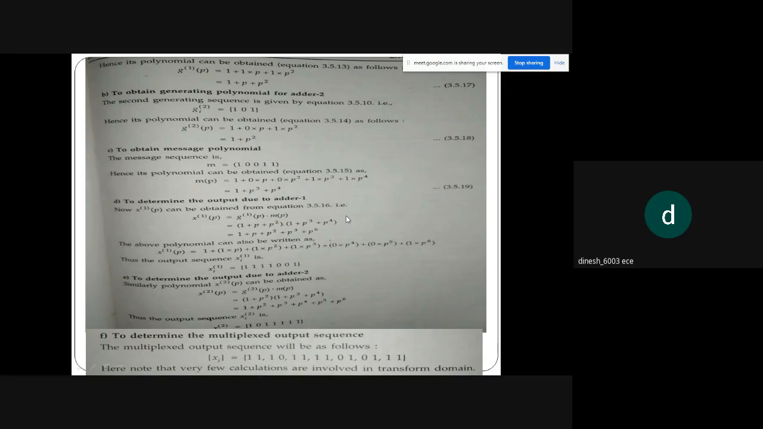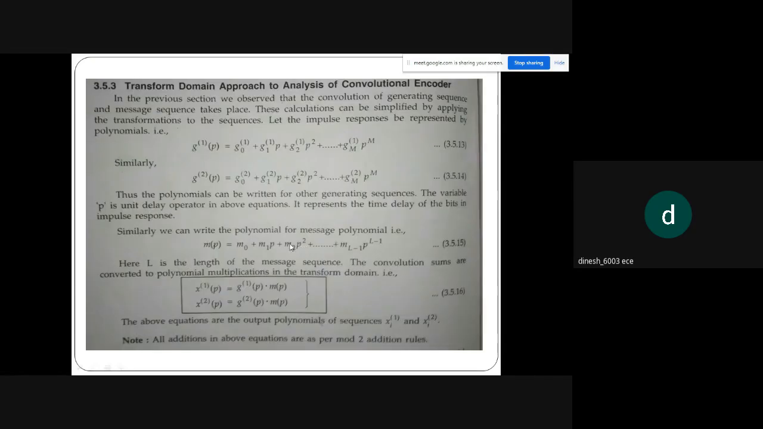Now, what we are going to do is determine the output due to adder 1 for this problem. Okay. Adder 1 output is what? In transform domain, adder 1 output is x1 of p. x1 of p is g1 of p into m of p.